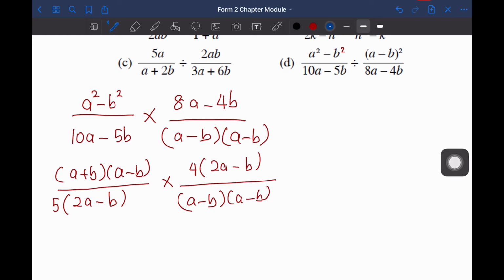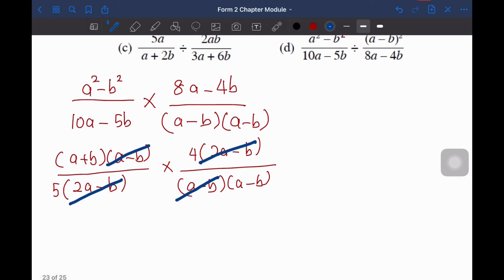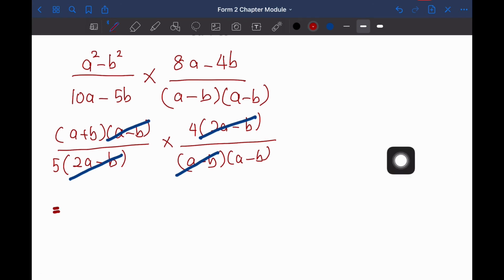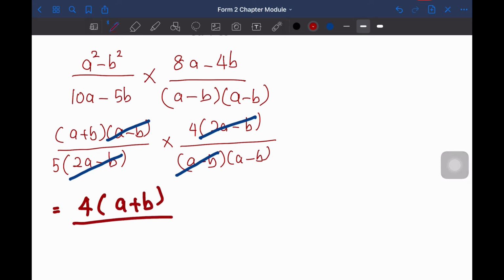This one A minus B, A minus B. This one 2A minus B, 2A minus B. So we are left with, on the top, 4 and A plus B, so 4 times A plus B. On the bottom we are left with 5 and A minus B, so 5 times A minus B. So this is our final answer.